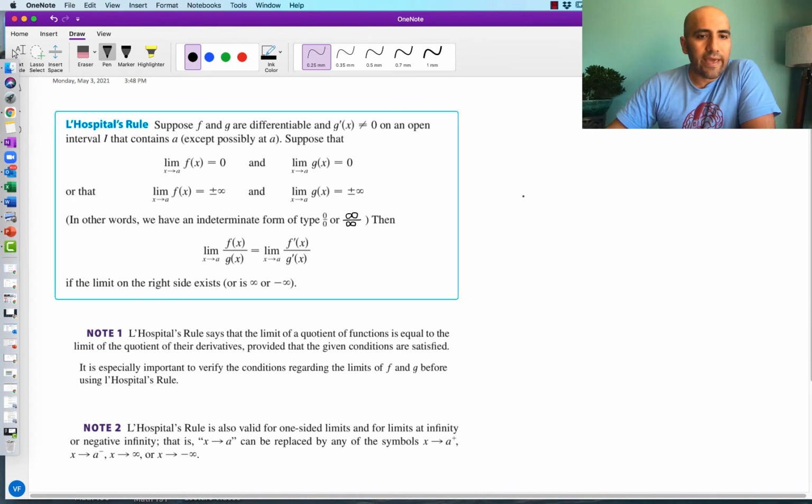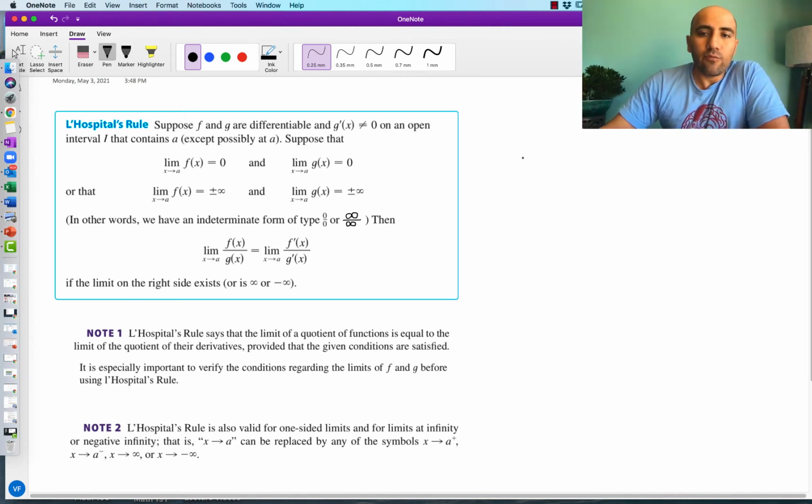In other words, we have an indeterminate form of the type 0 over 0 or infinity over infinity. Then the limit as x approaches a of f of x divided by g of x is going to be equal to the limit as x approaches a of f prime of x divided by g prime of x, if the limit on the right-hand side exists, or is positive or negative infinity. Okay, what is all this saying?